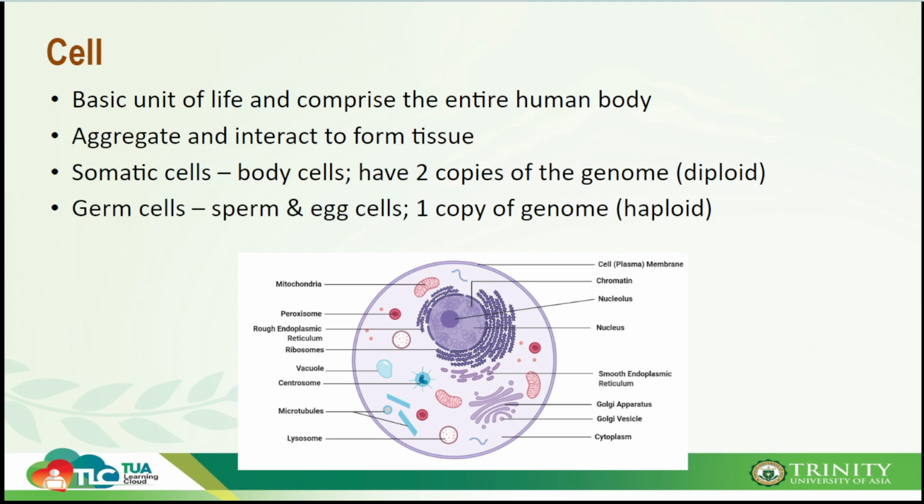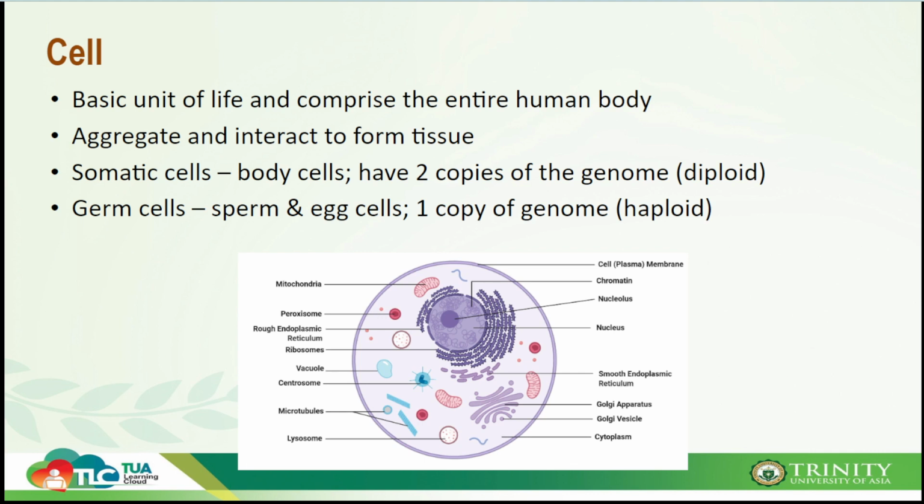These are the ones that basically become your epithelial cells, cuboidal, columnar, and when they come together, they form the different parts of the body. While the germ cells, these are the cells that are used for reproduction. So basically your sperm cells and egg cells. Now, one of the major differences between these two is the number of genome that they have.